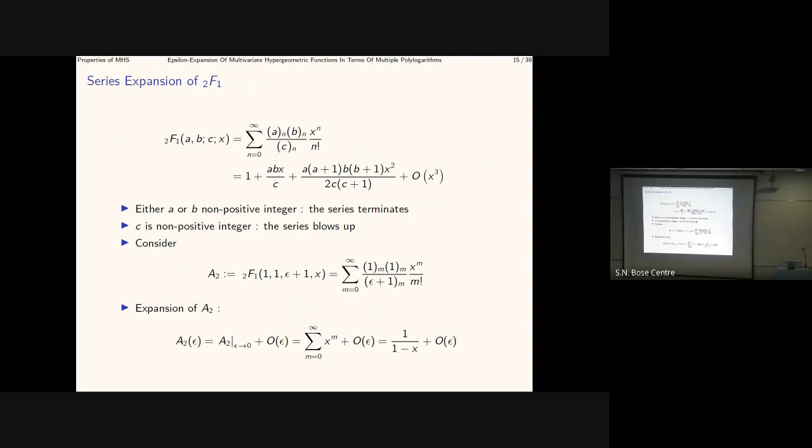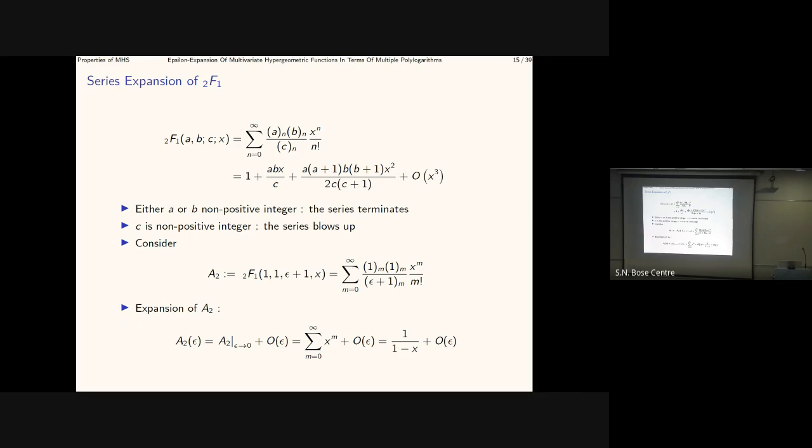So now we are ready for an example of a series expansion of 2F1, for example, this 2F1 with a, b, c. Again, I have written the definition just to show you that when c is a non-negative integer, at some point it will be divergent, and a and b are also non-negative integers. So what we want is to expand the function 2F1 with 1, epsilon plus 1, x in terms of a series in epsilon.